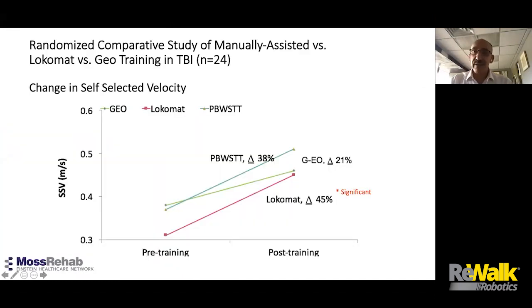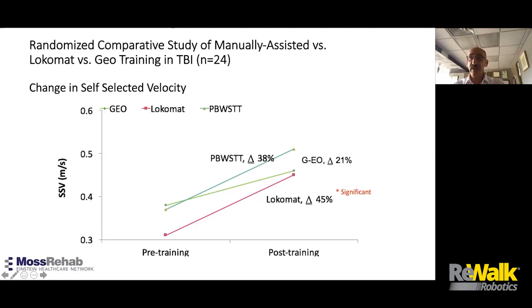So let me tell you just a little bit about the benefit of these kinds of systems. Here's a comparative study in which we studied 24 patients with traumatic brain injury of chronic nature. We tested them before in regards to their walking velocity, and then we put them through training in one of the 3 systems, either an end effector device, exoskeleton device, or with manual assistance. And what you see here is that all 3 groups, after 18 sessions of training, had improvement in their self-selected walking velocity. But you can see that particularly for the Lokomat, the increase was more significant. And it was in reality the only one that was significant of these 3.